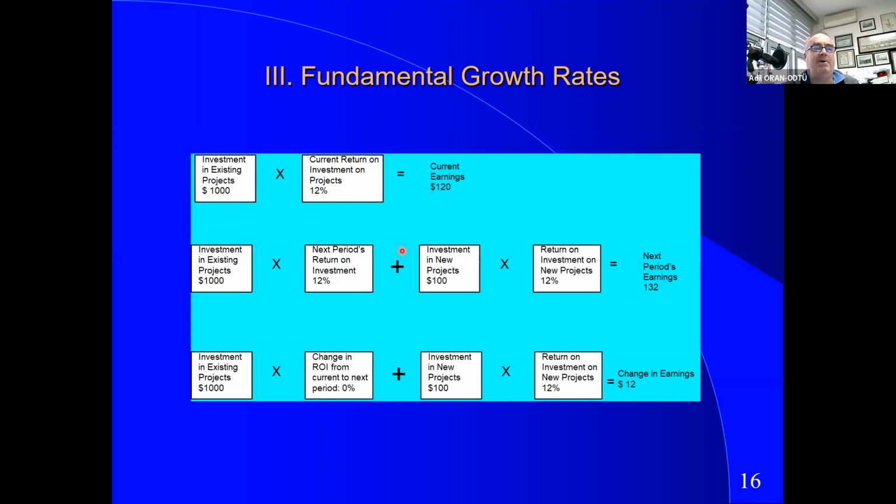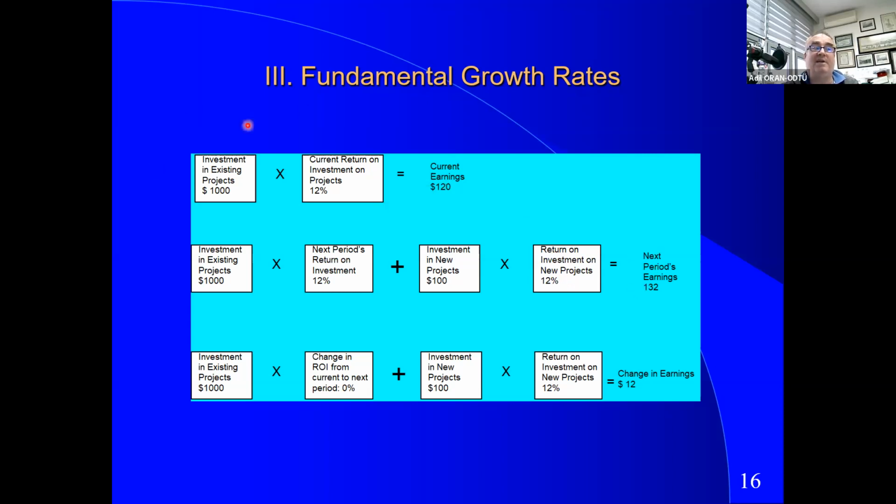So next period, let's say that our old investments continue to perform the same way. So the earnings from these are going to continue to be 120, but they make some new investments, which also have a return on investment of 12%. So in that case, it is the new investments which are going to bring the new return, which causes an increase from 120 to 132.